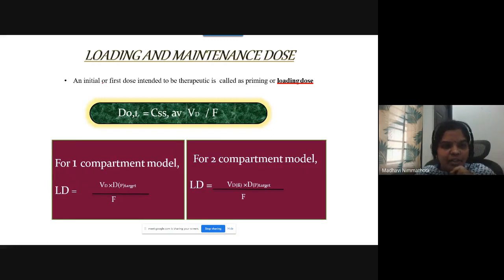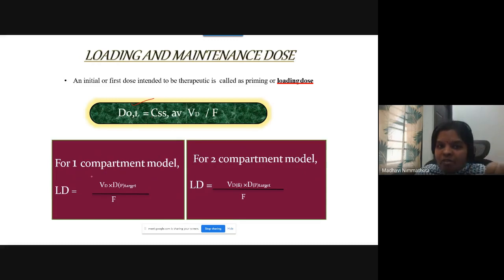And one more important thing, I collected some material from the net, which is also very good. An initial or first dose intended to be therapeutic is called a priming or loading dose. You can calculate the loading dose directly with the help of CSS, the steady state average plasma drug concentration, into the volume of distribution, divided by the fraction of drug availability. So you can directly calculate your loading dose from this equation also.